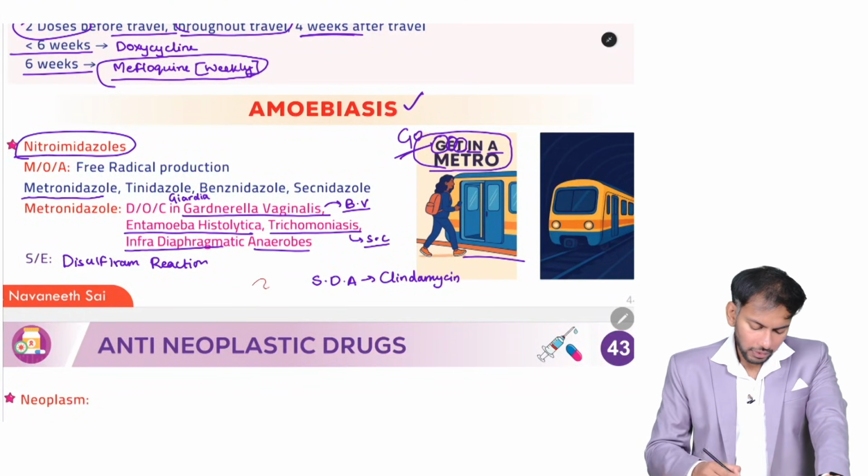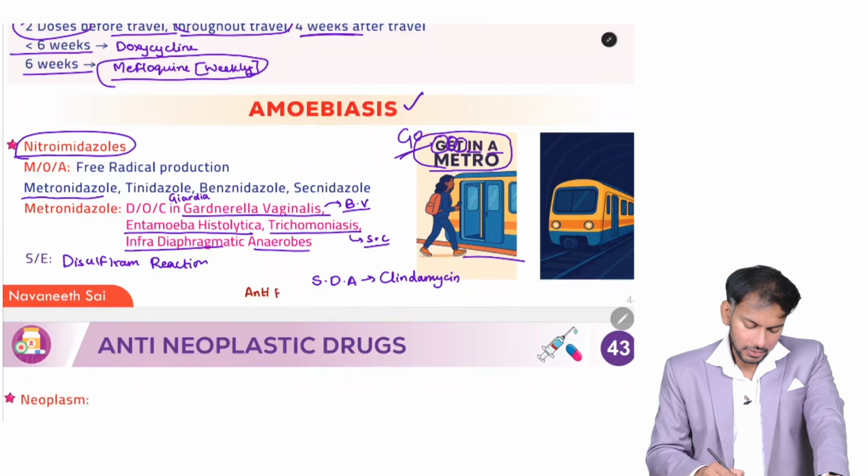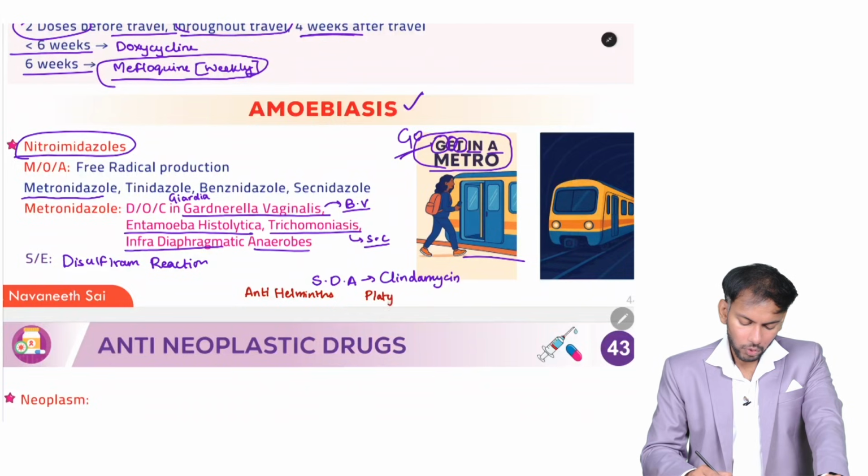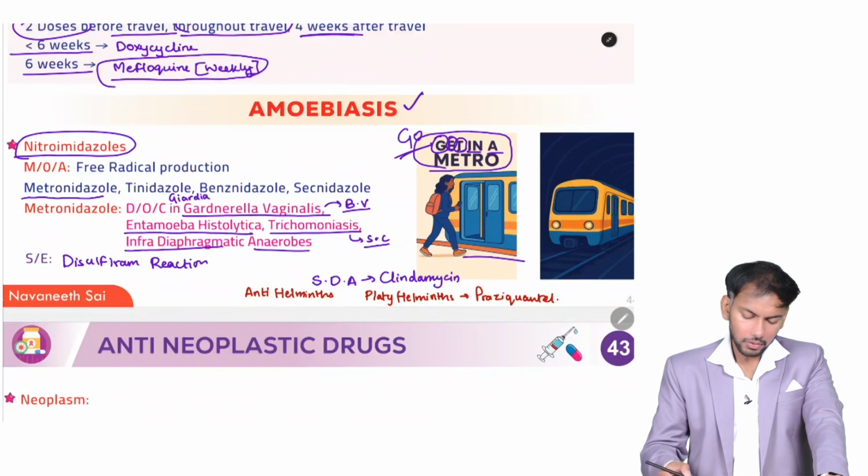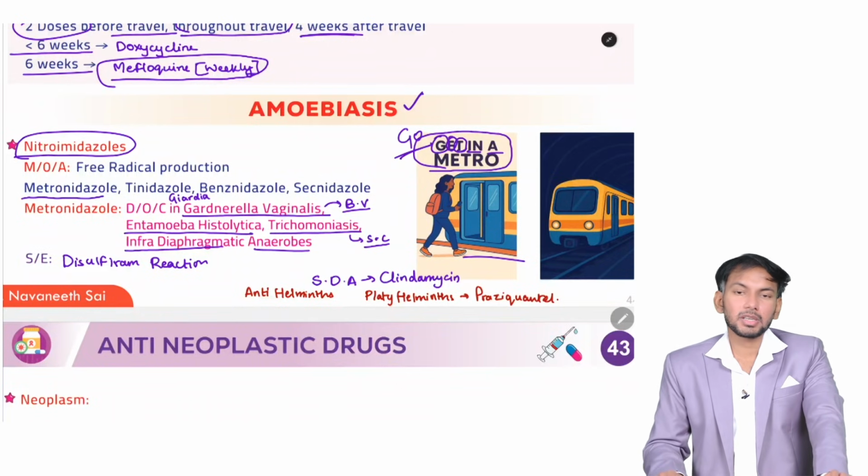Now, only one thing is left, that is antihelminths. The most common ones I want to mention are platyhelminths. What are platyhelminths? See here. For platyhelminths, the drug of choice is praziquantel. At least remember this much. Praziquantel. Yes. For the remaining ones, it is albendazole.